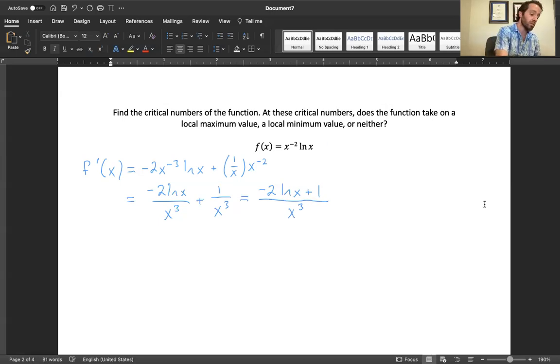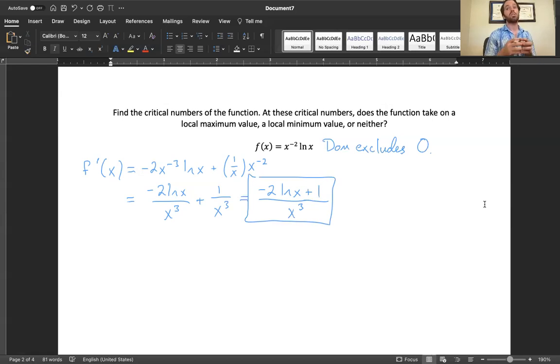So notice that this has a domain that excludes 0 naturally, because you can't do 0 to the -2nd power. You also can't do ln of 0. So it's tempting to say that this derivative right here fails to exist at 0. Well, it's true. It does fail to exist at 0. You can't plug in 0 to that formula, but 0 is already outside the domain in the first place. So we're not going to really worry about it having a critical value there.